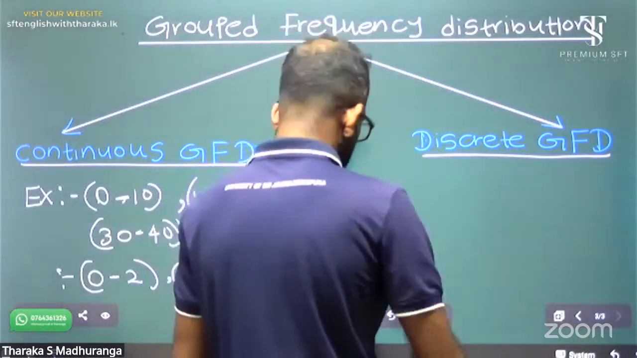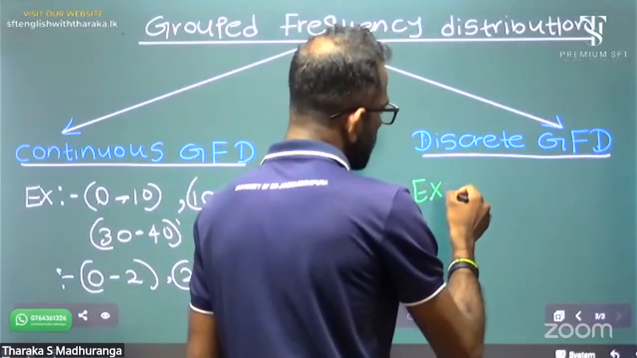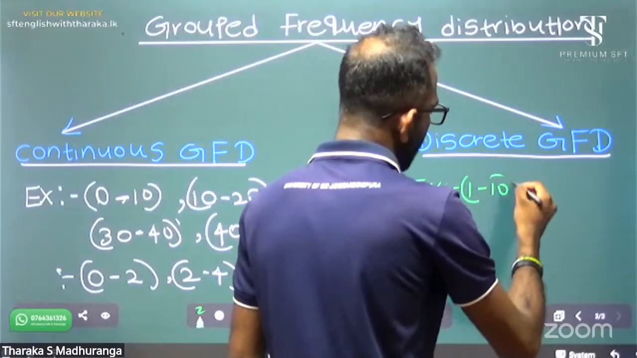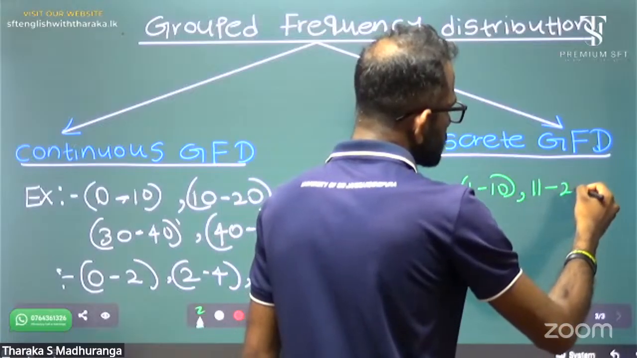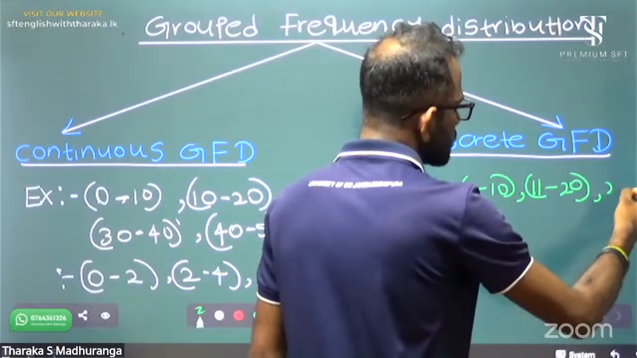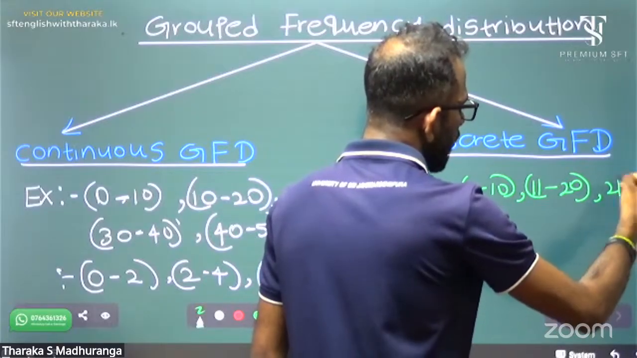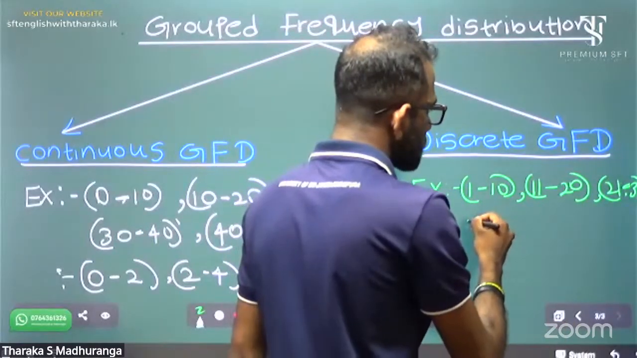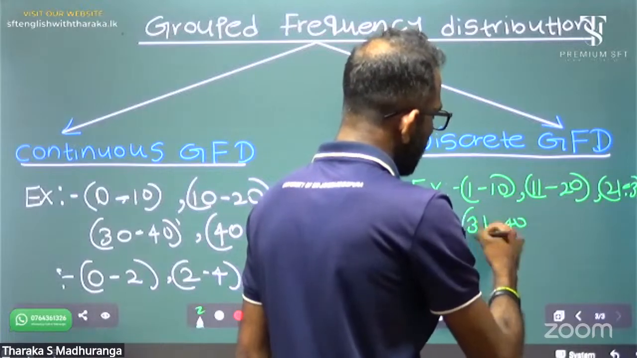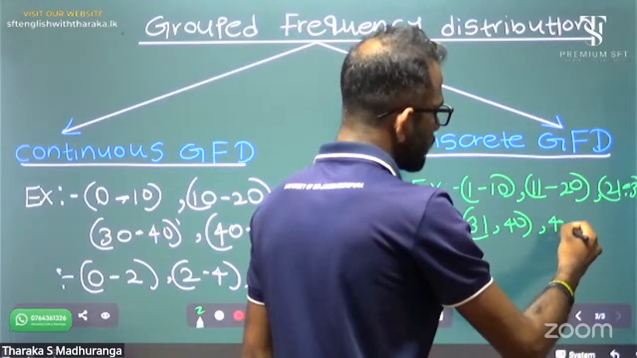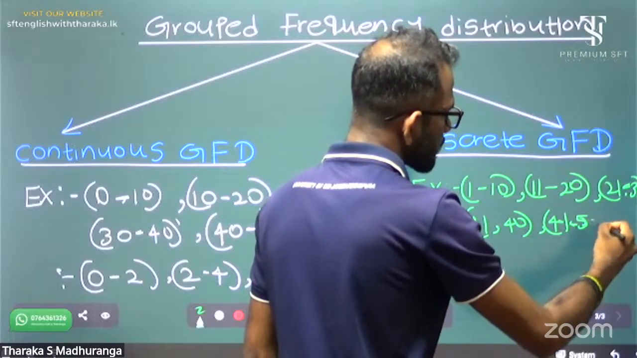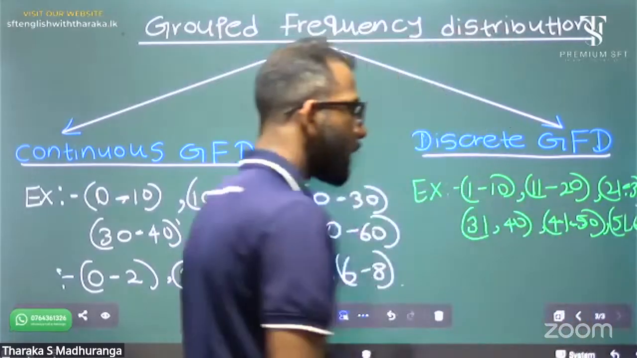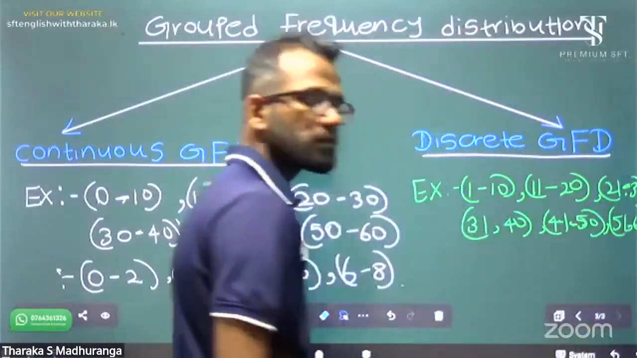They are the examples for discrete group frequency distribution. Write down as examples: 1, 10, 11, 20, 21, 30, 31, 40, 41, 50, 51, 60. Understand the difference.